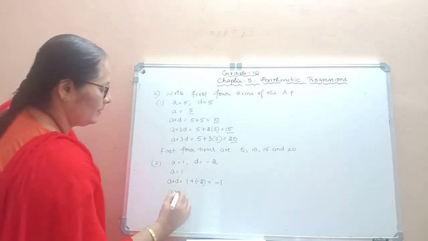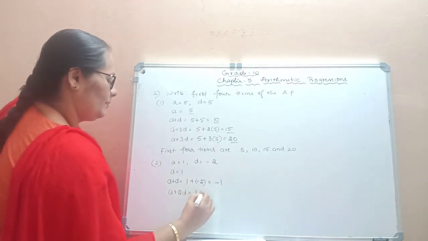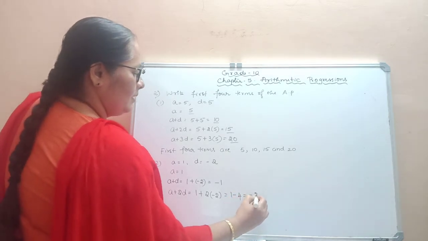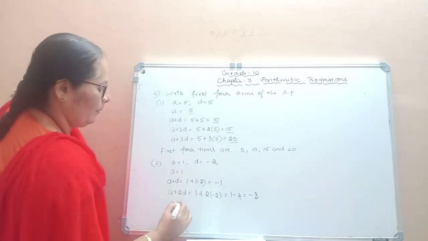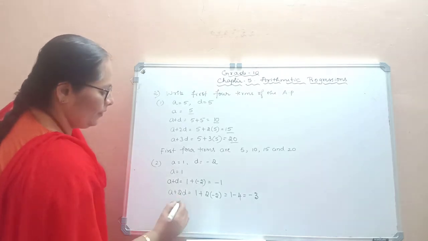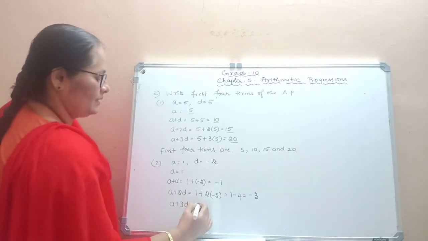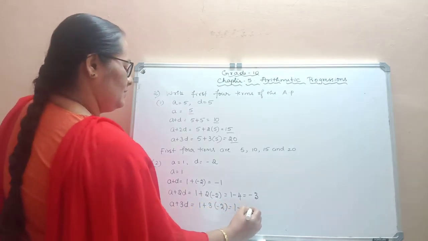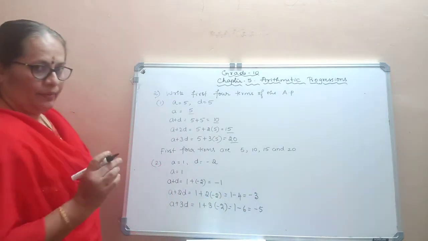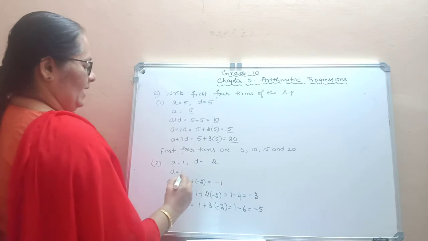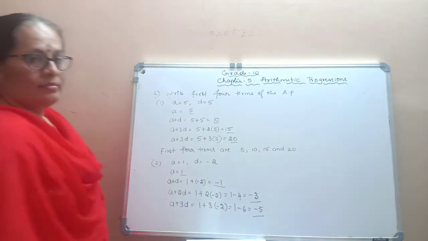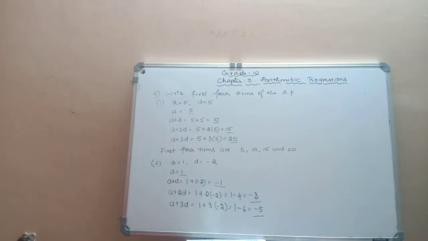What is the third term? A plus 2D. So 1 plus 2 into minus 2. That is 1 minus 4, which is minus 3. Then the fourth term is A plus 3D. So 1 plus 3 into minus 2. 1 minus 6, which is minus 5. Therefore, the first four terms of the AP are 1, minus 1, minus 3 and minus 5.